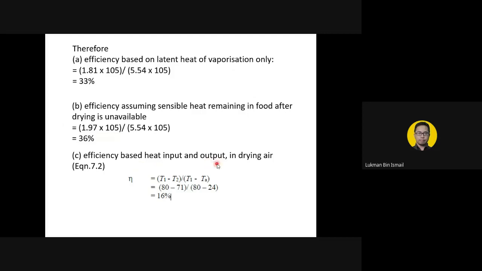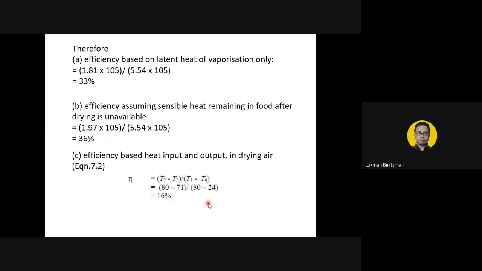Efficiency based on heat input and heat output in drying the air: eta, the efficiency, equals T1 minus T2 divided by T1 minus TA, where A is the air. T1 is the inlet temperature of air, 80, T2 is the outlet temperature of air, 71, and TA is 24, so eta equals 16%.